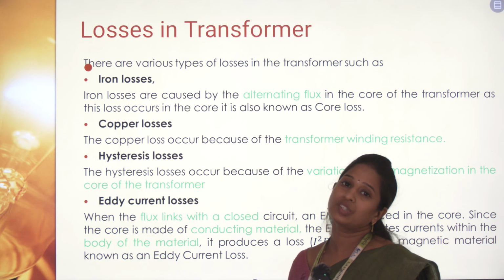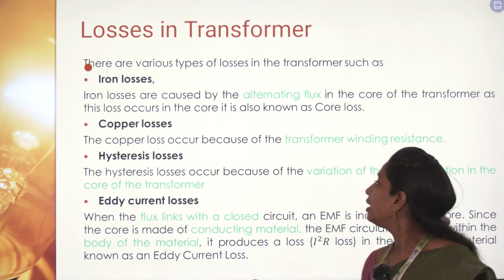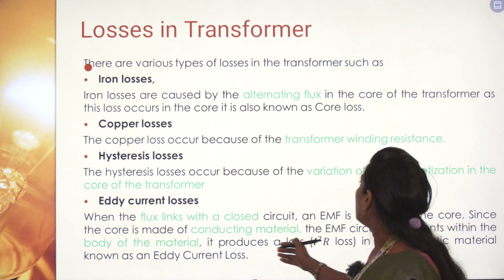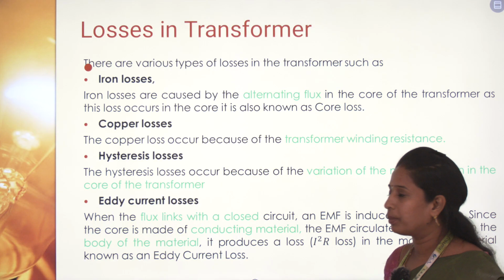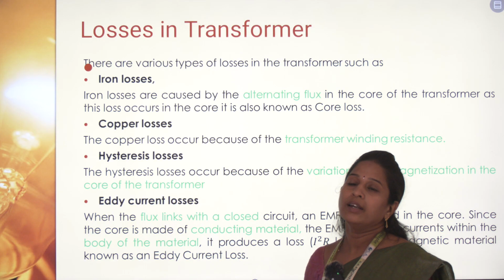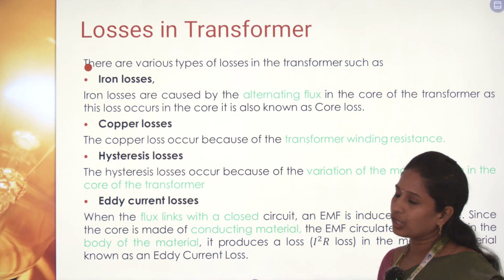And next one is hysteresis losses. Hysteresis losses can occur because of the variation of the magnetization in the core of the transformer, and eddy current losses can occur in this transformer as well.